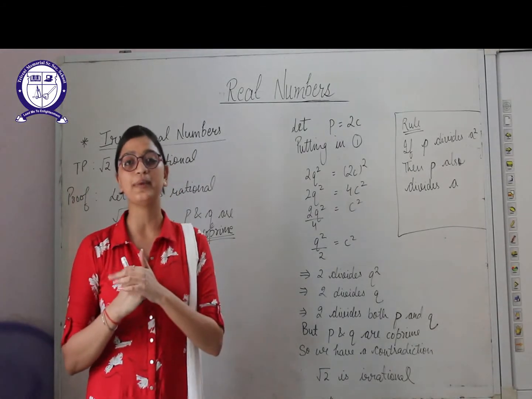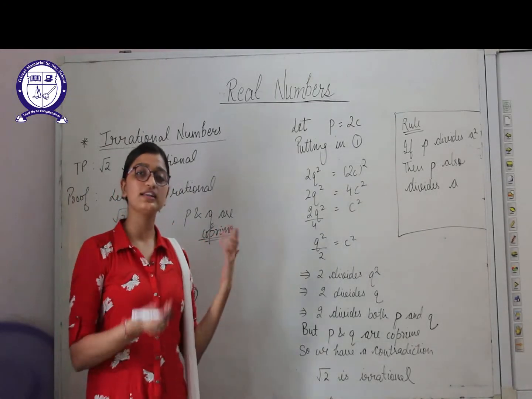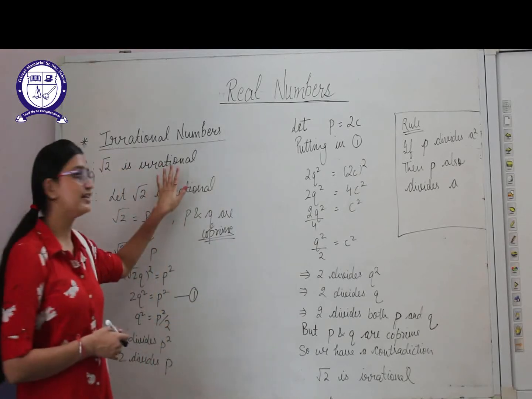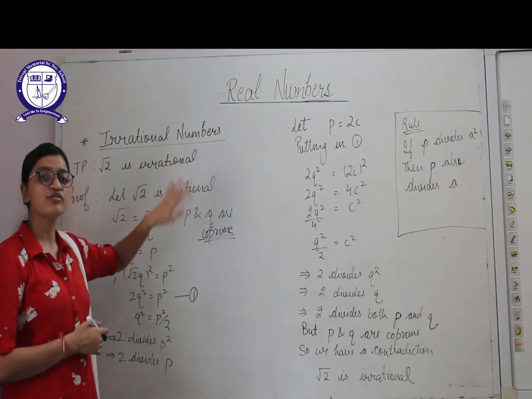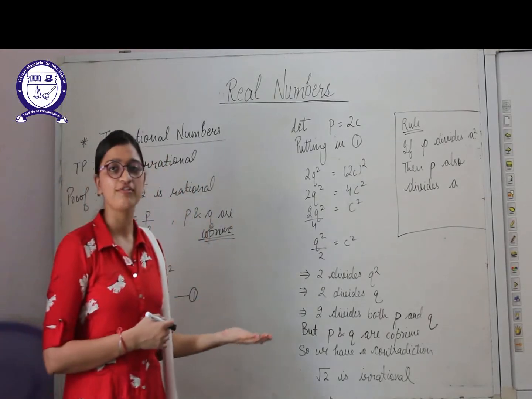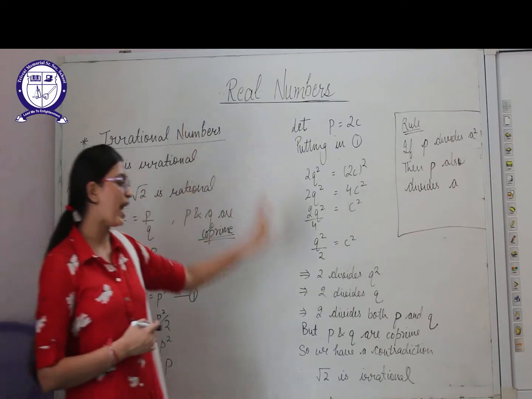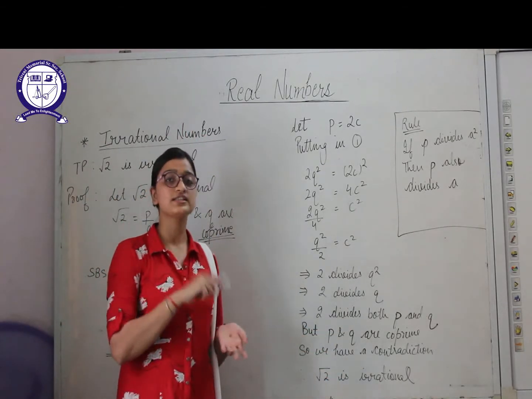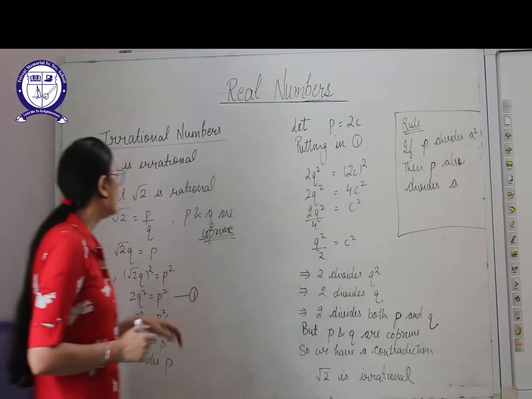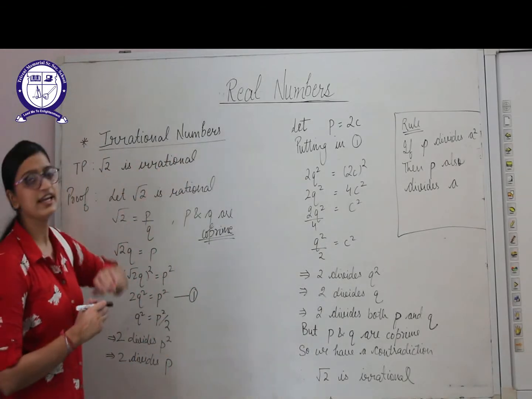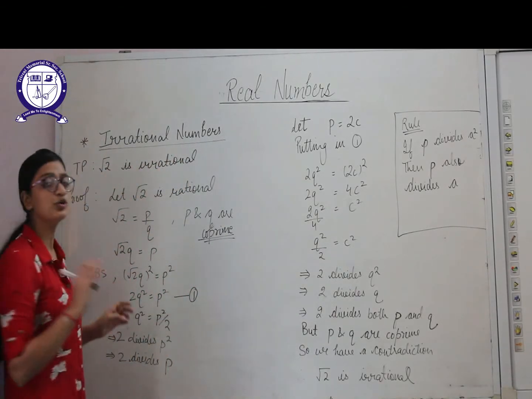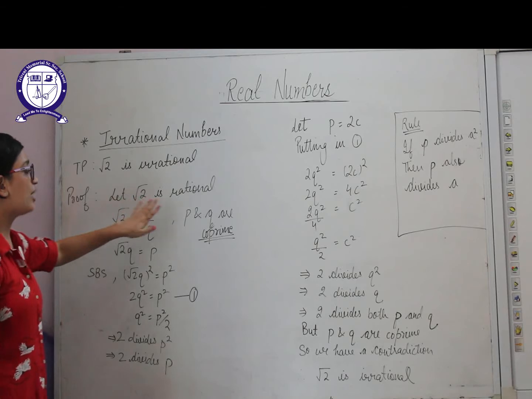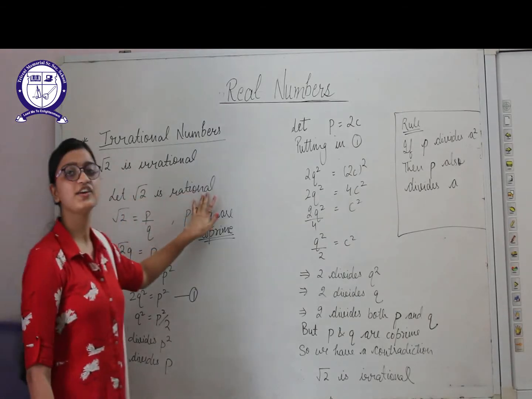What is the contradiction method? We need to prove that it's an irrational number, so we will take the exact opposite of it, and then we will show that it was wrongly taken, and so our proof is done. We need to prove that root 2 is irrational, so we will take the opposite, that root 2 is rational.